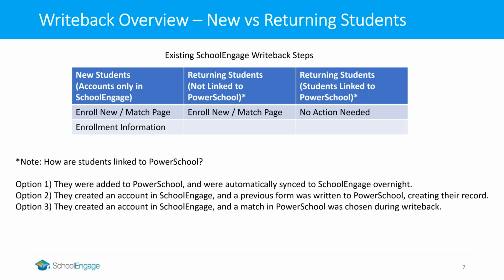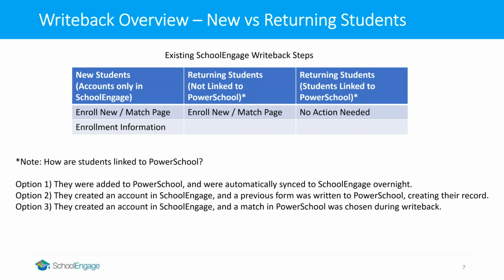Now, one question that we get a lot is how students are linked to PowerSchool, because I'm saying, well, it depends if they're linked to PowerSchool or not. There are 3 different ways that students can be linked between SchoolEngage and PowerSchool. The first way is that if they get added into PowerSchool, we actually sync down all of those parent and student users every night. So if you put a new student in PowerSchool, it'll automatically come into the system, and the next day they will be linked to PowerSchool.